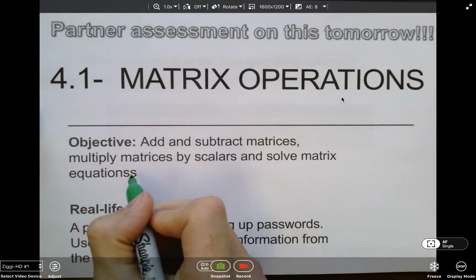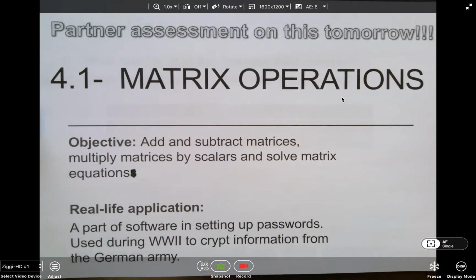So looking at this, ignore that typo right there. Shouldn't be two S's on equations.